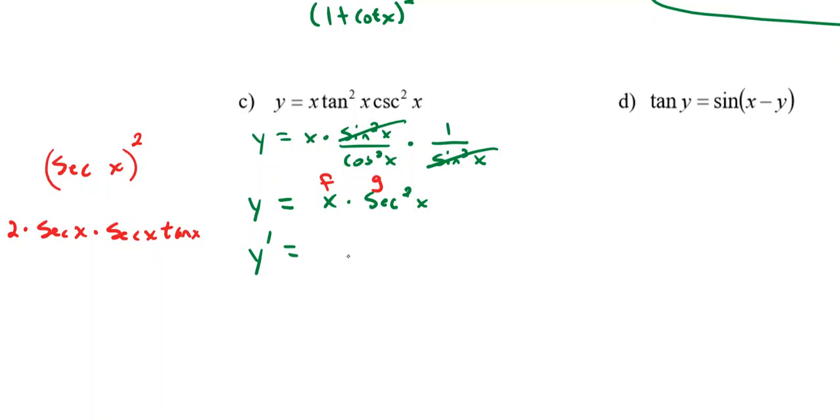I think we're good. So derivative of y. That would be f times the derivative of g, which we just figured out there. So that was 2 secant x, and let's call it secant squared x right now, because it's secant x times secant x. Just skip that step. Times tan x, and then plus, and now it's going to be the derivative of f times g. So that would just be 1 for the derivative of x, and then g is secant squared x.